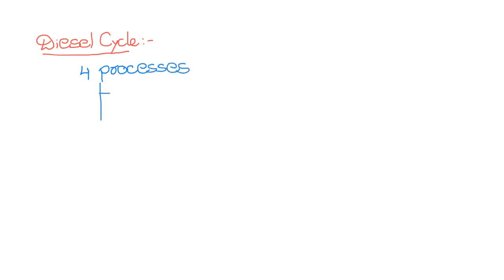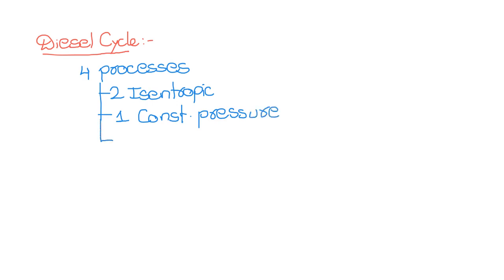Out of these four processes, two are isentropic, one is constant pressure, one constant volume process. So out of these four processes, if we go for process description, process 1 to 2 is isentropic compression.